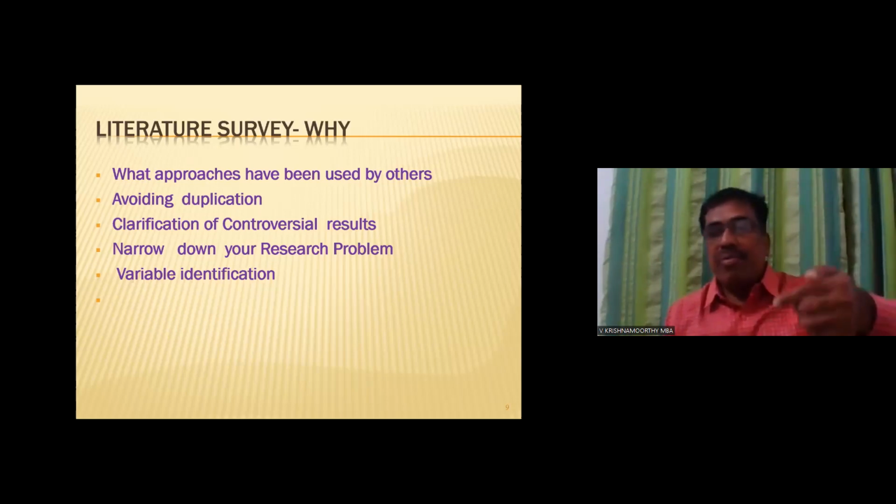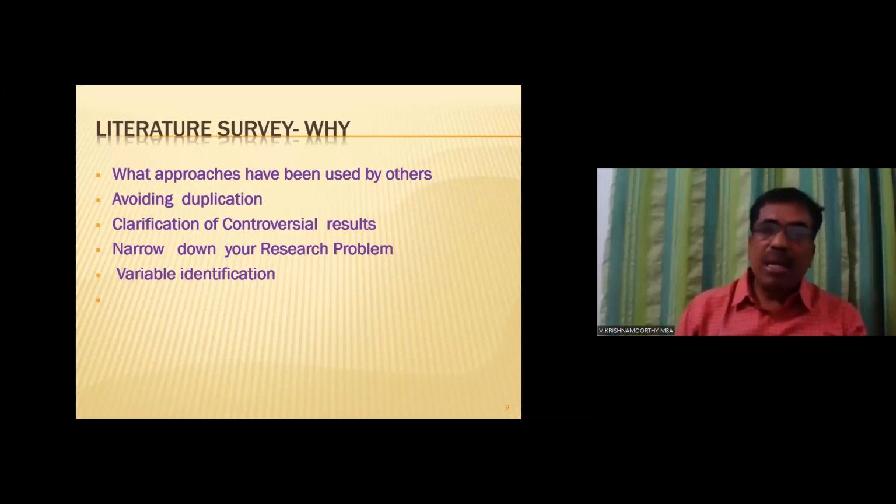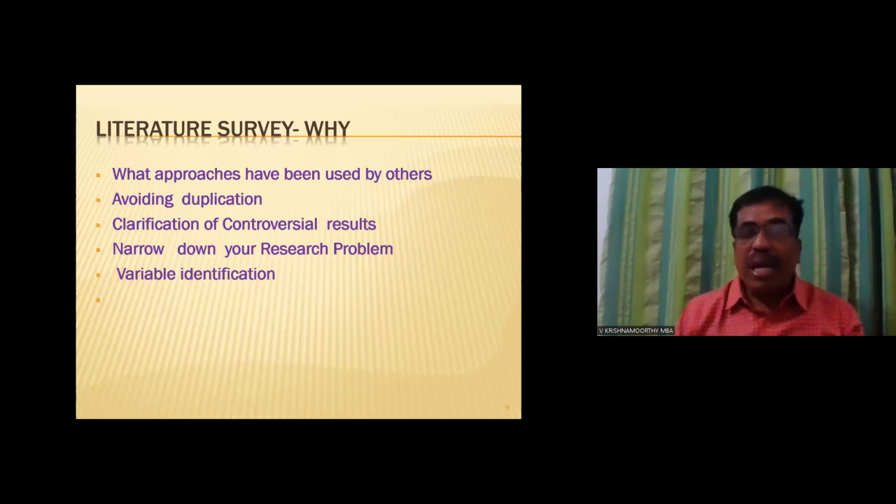For example, this is my study's findings. Your study found 4 important variables influencing one thing, whereas what about other studies? Probably they found 3 variables that influenced it. Sometimes you can compare, sometimes you can contrast, sometimes you can clarify the controversial results with the help of a review of literature. Similarly, you can also narrow down your research problem. This is also possible only with the help of a review of literature. You can also identify the variables. That is a very, very important aspect of review of literature.